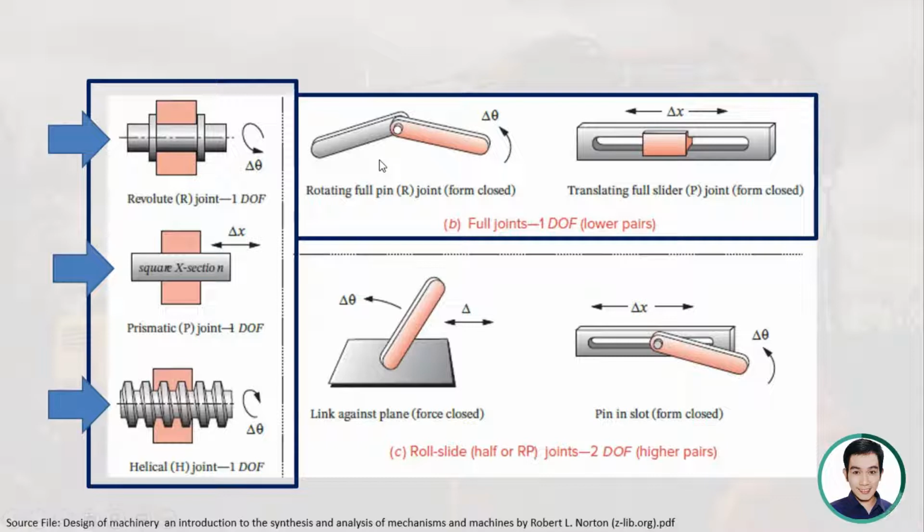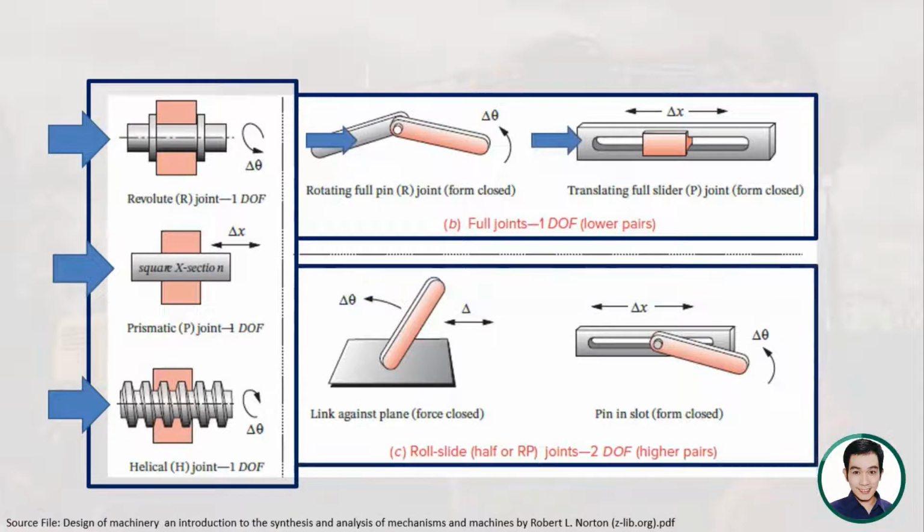For the rotating full pin, it is considered a form close because it does not require a force at all for them to stay connected. Also, this translating full slider is considered a form close because no force is required to maintain the connection between the slider and the slat. So that is full joints.